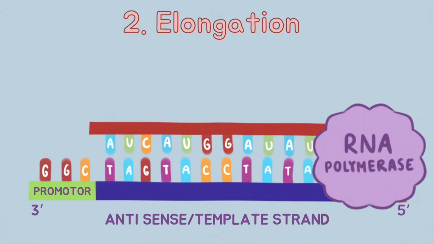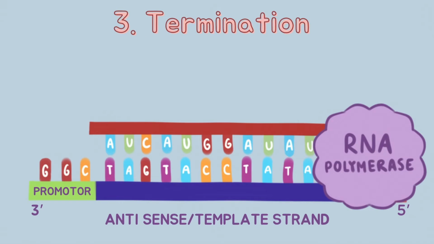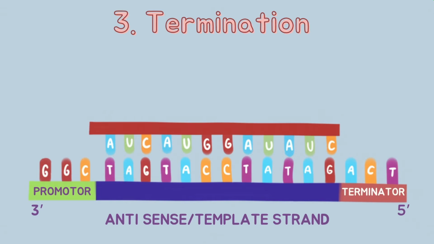This process will end once the RNA polymerase reaches the stop point, which is the terminator. This process of ending transcription is called termination.